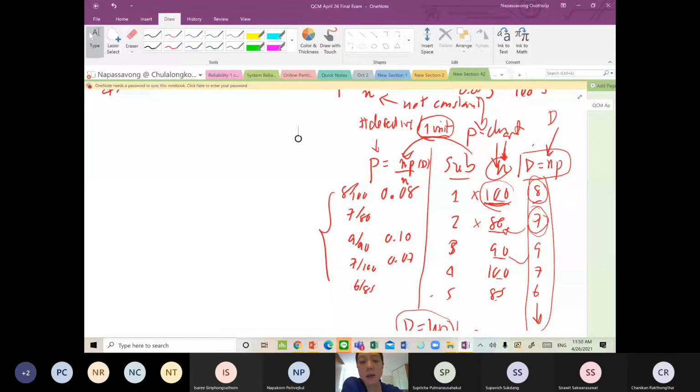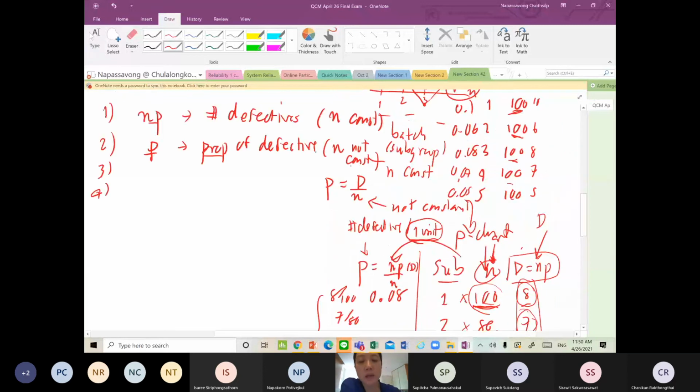So the chart that we will use in the case of non-constant sample size is the P chart. But as I mentioned before, when you have the case of constant sample size, you can still use P chart. So to summarize, for P charts, you can use for any n. But NP charts should be used only in the case that you have constant sample size. Okay, does it make sense?